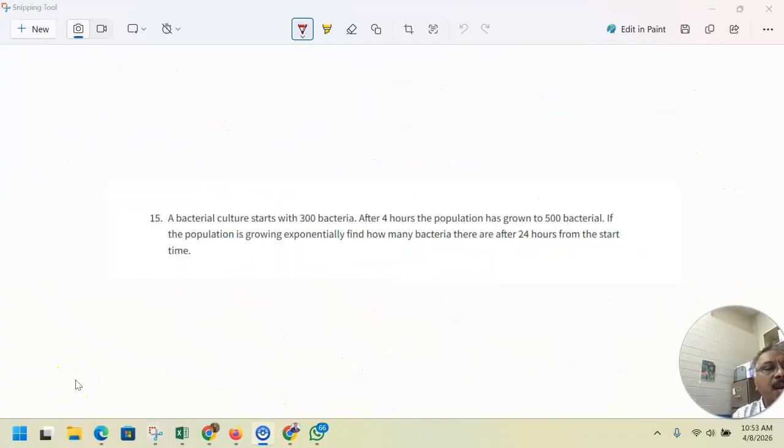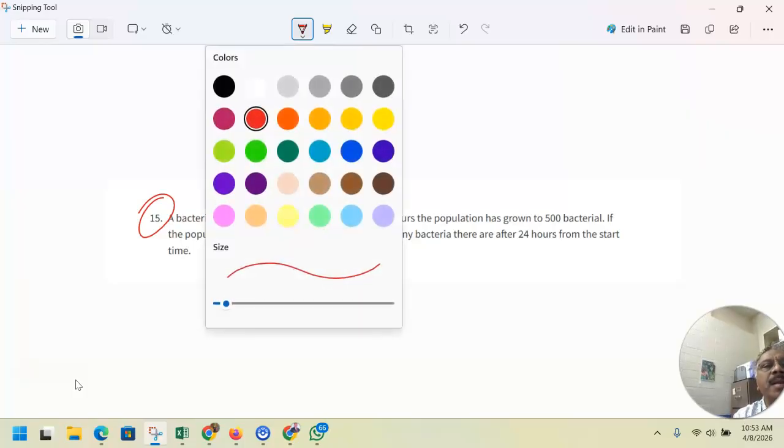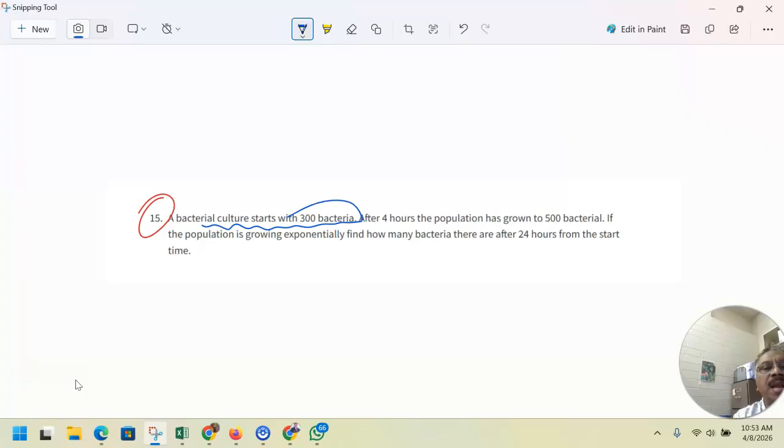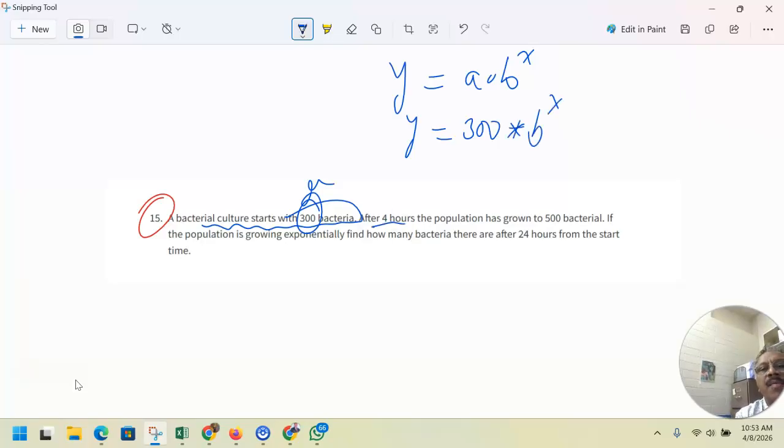So now you guys got used to this. This is about a bacteria population, and it talks about in the beginning the bacteria starts with 300, right? So when you talk about the equation, the a part is 300. In the beginning it was 300. But then we need to know what is that b, right? So we use that after 4 hours, because the second point is 4. The first point is 0, was 300. And the second point 4 is 500. So this is that x2, y2.